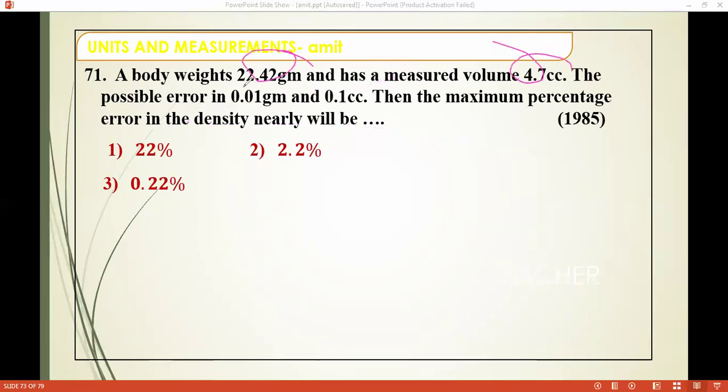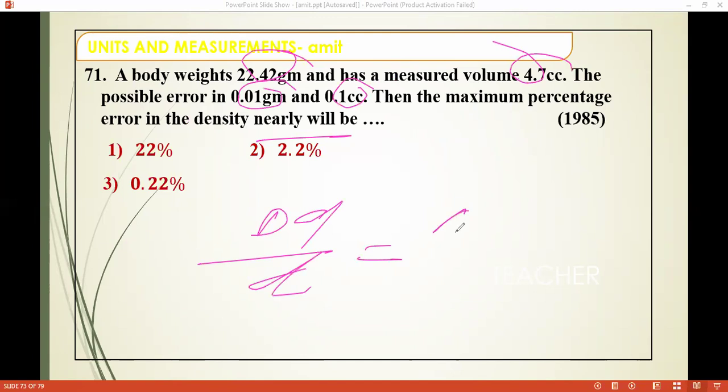The possible error is in grams. Then the maximum possible error in the density: the possible error in the density delta D equals delta M by M plus delta V by V.